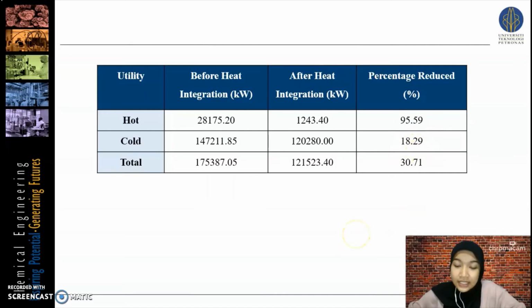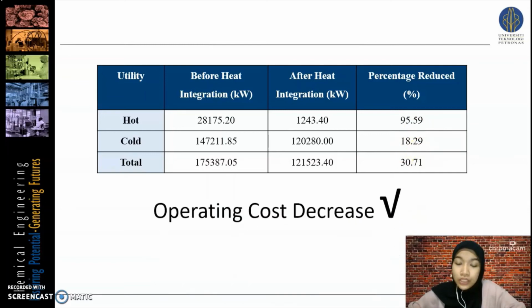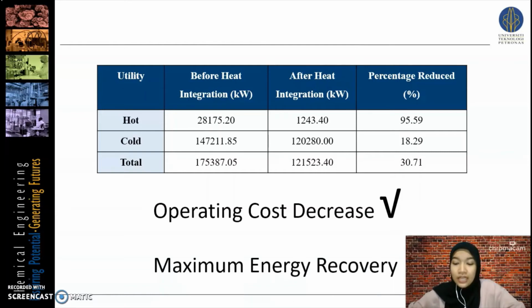By decreasing utilities in our process, we can also decrease the operating costs. This network design using pinch analysis will lead to maximum energy recovery in this process plant. So all energy is utilized effectively in our process plant.